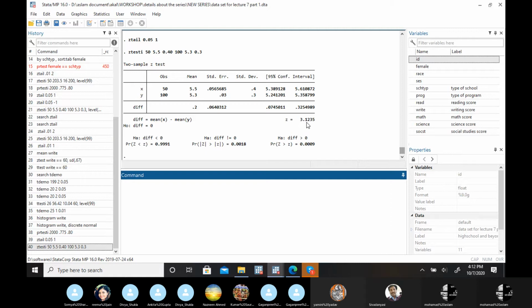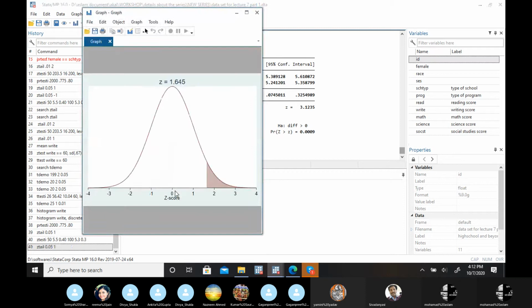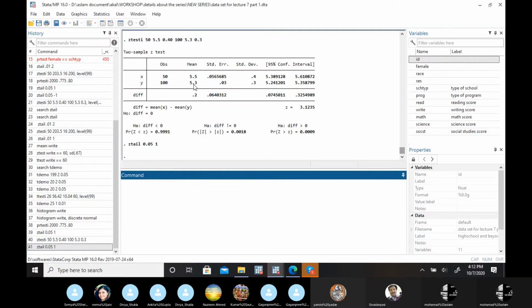3.12. If you need a critical value for z, you need a one tail test. So z tail, 0.05 level of significance, one tail test. Let's see the critical value. It's 1.64. So our z statistic is greater than this value, so we can reject the null hypothesis and accept the alternate hypothesis. And if you want to compare these two distributions, you can do that.